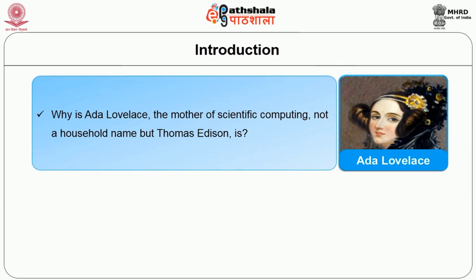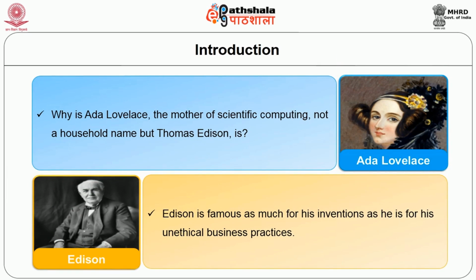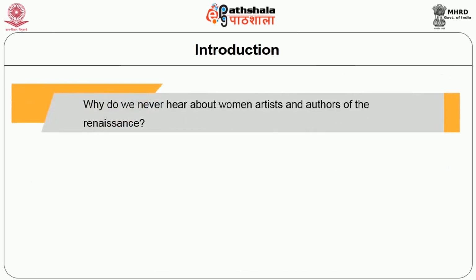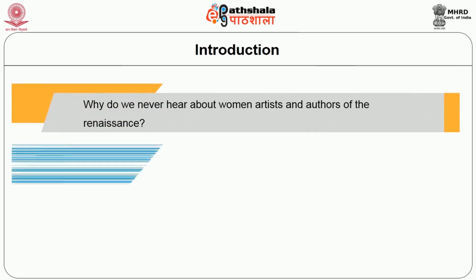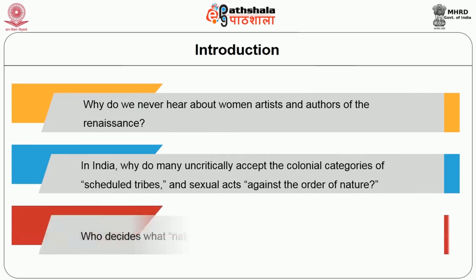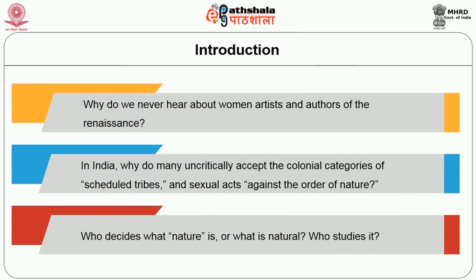Why is Ada Lovelace, the mother of scientific computing, not a household name, but Thomas Edison is? Edison is famous as much for his inventions as he is for his unethical business practices. Why do we never hear about women artists and authors of the Renaissance? In India, why do many uncritically accept the colonial categories of scheduled tribes and sexual acts against the order of nature? Who decides what nature is, or what is natural?